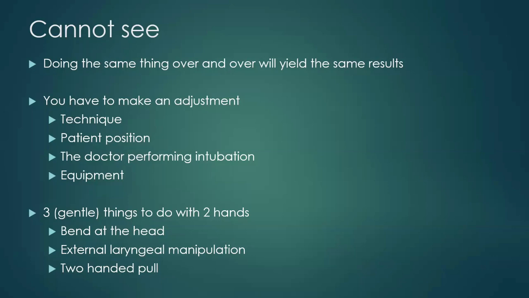So the first one is going to be to bend at the head. What you'll be doing is, it's always two hands. One hand on the laryngoscope, one hand behind the child's head, and you're going to be raising that head and extending their neck, hopefully getting a better line of sight towards the cords.